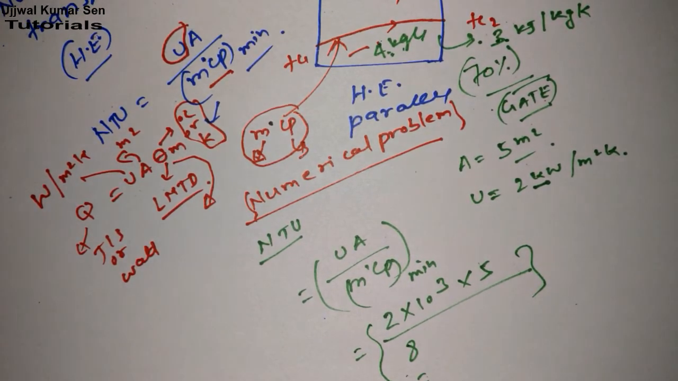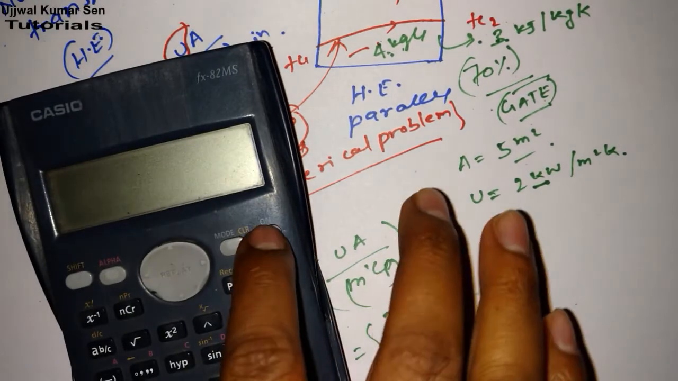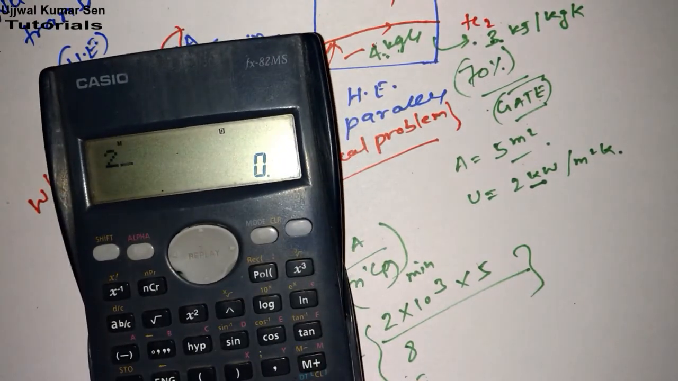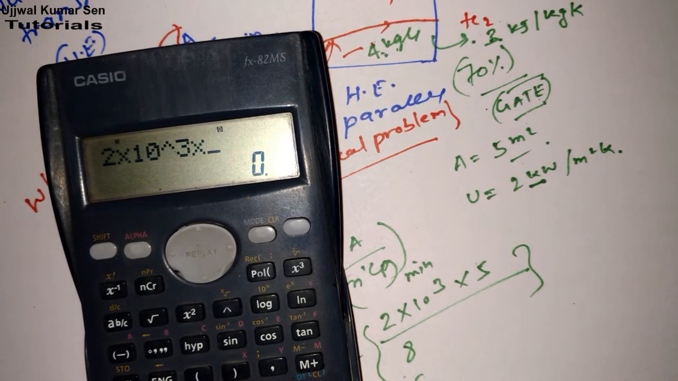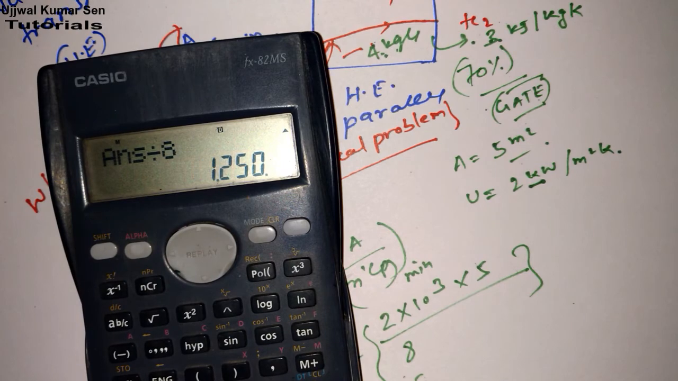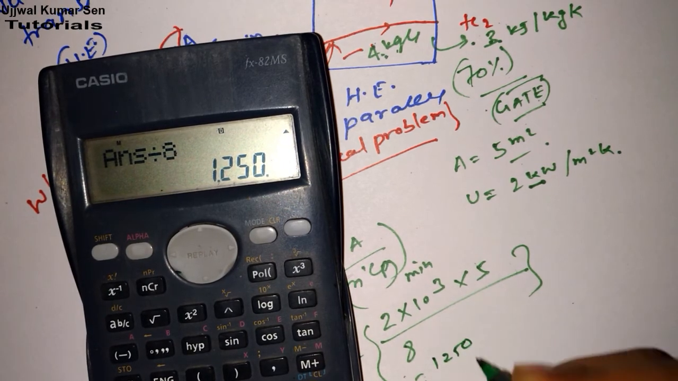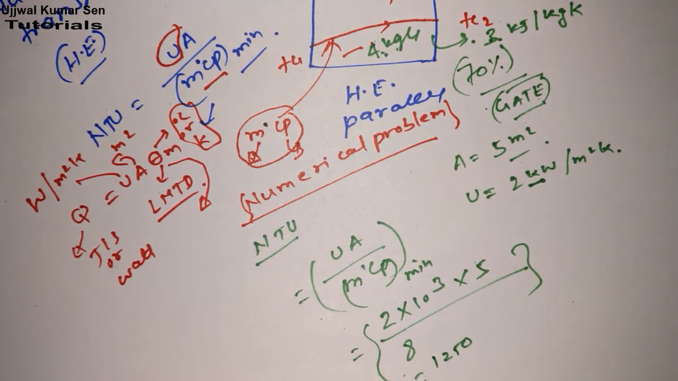Now we can easily use the calculator. By the way, you cannot use this calculator in the GATE examination. So 2 multiplied by 10 to the power 3 into 5, divided by 8. So this is 1250. Now do you have any idea what is the unit of this? Can you guess what is the unit of NTU?